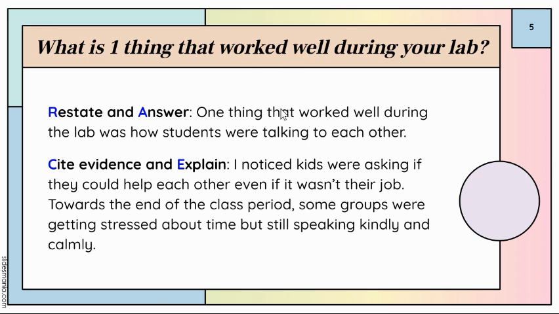Okay. Now, on your reflection, this is the first question. It says, what's one thing that worked well during your lab? I did this one. Okay. You don't just copy my answer. You can use some parts of it, but I restated and answered. So one thing that worked well during the lab was, so that's my restate. And then my answer is how students were talking to each other.